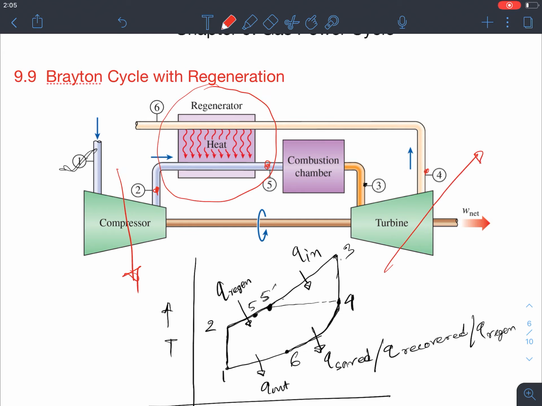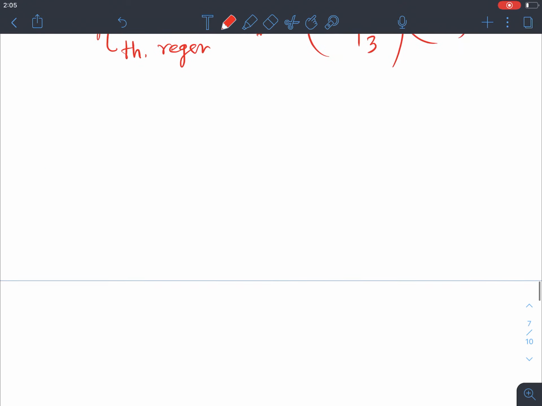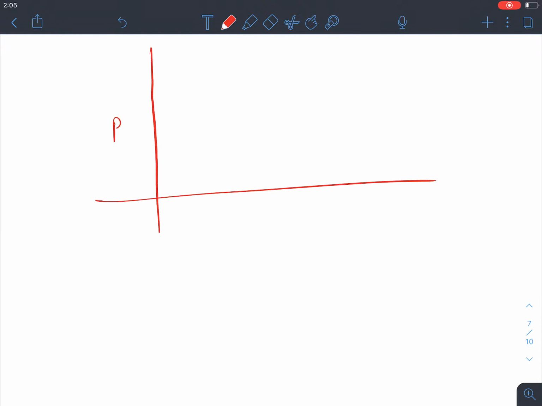So how can we increase the turbine work, and how can we decrease the compressor work? There are multiple ways we can do that. Let me give you an example here. For example, in chapter 7 we know that if this is a PV diagram, the compression process, in ideal cases, is an isothermal process, and we can express it like this: 1 to 2, let's consider 2, right?